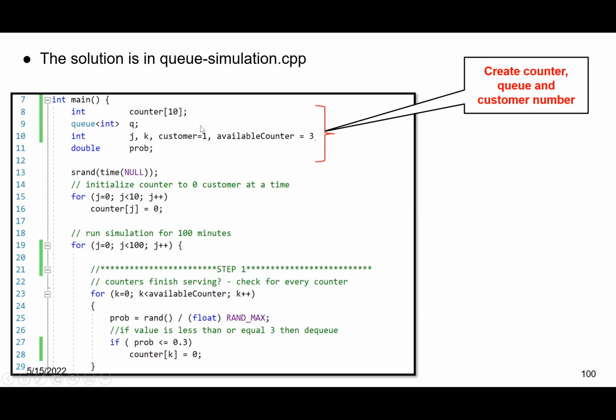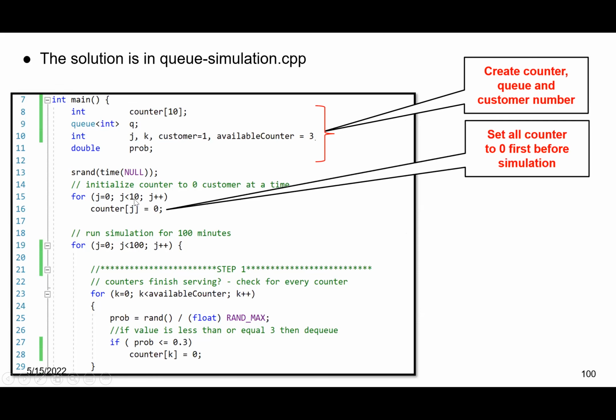And I have this customer number to indicate which customer you are serving now, starting from customer 1, 2, 3, 4, 5, and so on. So over here, before I start the simulation, I will actually set all the counters to 0 first, meaning no customer there. If the counter value is 0, no customer there.